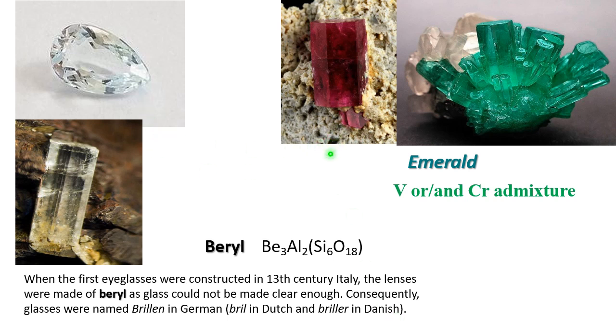There are colored minerals of beryl structure with vanadium and chromium admixture, which make them of red-purple color and emerald green color. And emerald is beryl with chromium admixture. As you perhaps know, it's a precious stone.